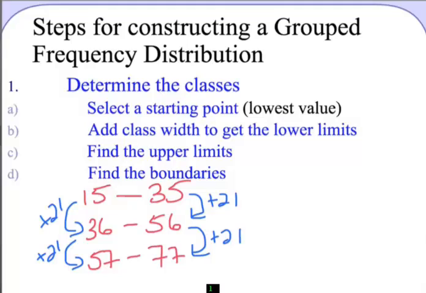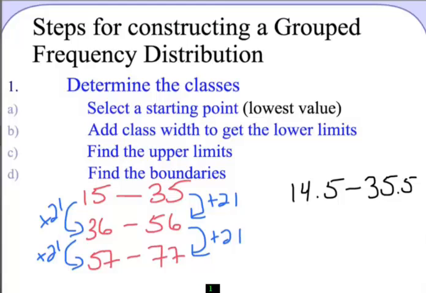Once I have my class limits, I'm going to come in here and do my class boundaries, which, if you'll recall, was taking half off of this one and adding half to this one. So my class boundaries would actually be 14.5 to 35.5.